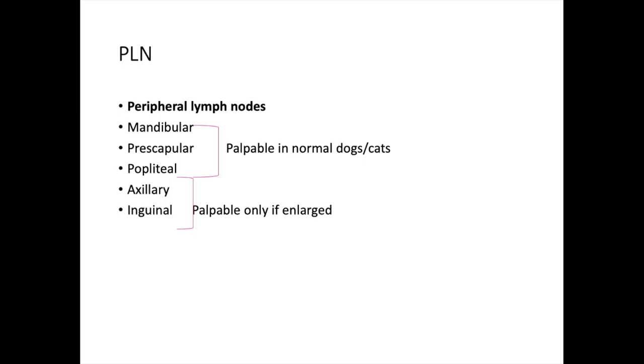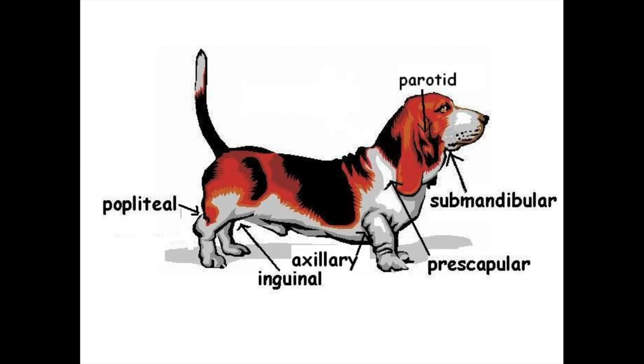So swollen lymph nodes can tell us a lot about the animal. Unfortunately, sometimes swollen lymph nodes are also indicative of things like lymphoma, not ideal. But this is why we need to palpate them, to know what is normal and what is abnormal or enlarged. So looking at our dogs and cats, the mandibular, prescapular, and popliteal are palpable in normal dogs and cats. And the axillary and inguinal are typically only palpable if they're enlarged. And this is the location of them all.